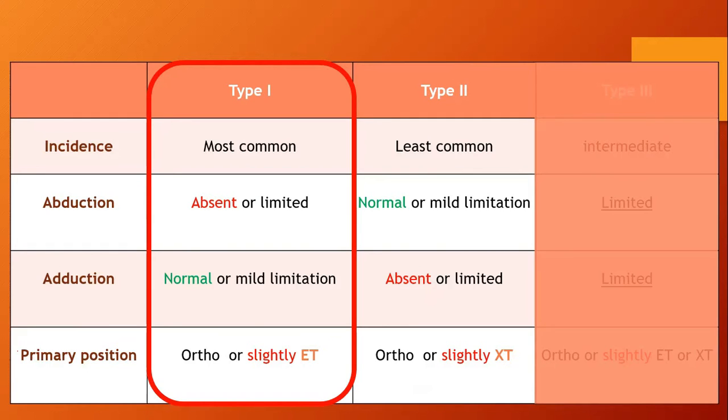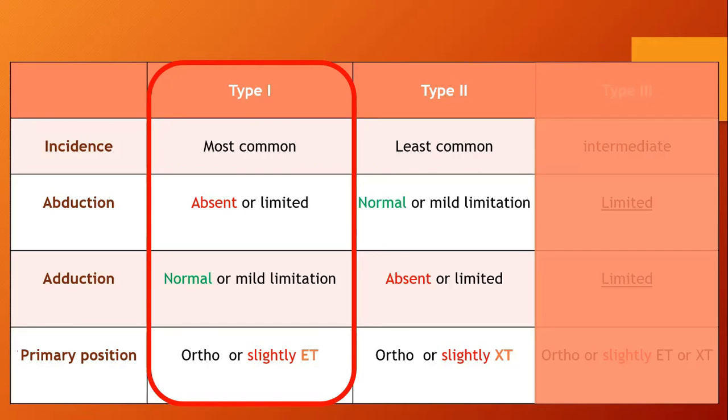All right. So on adduction, you will get narrowing and limitation of the movement. And on abduction, normal. In the primary position, if you fix the abnormal head posture, you will find ortho. Actually, no, if it is ortho, there should not be abnormal head posture. But if there is a face turn, once you fix the face turn, you will notice exotropia.